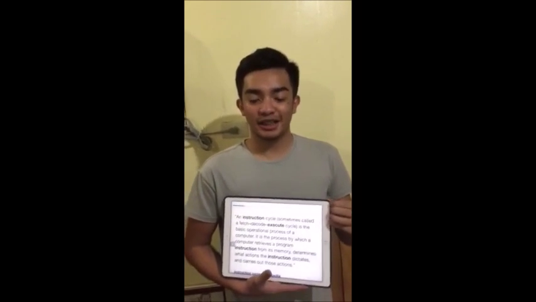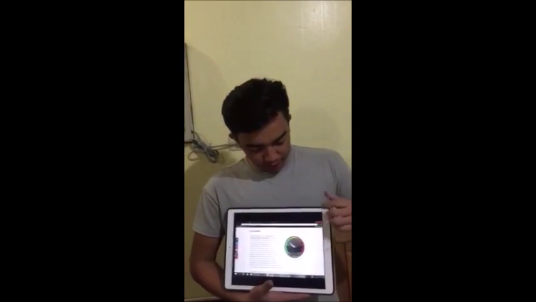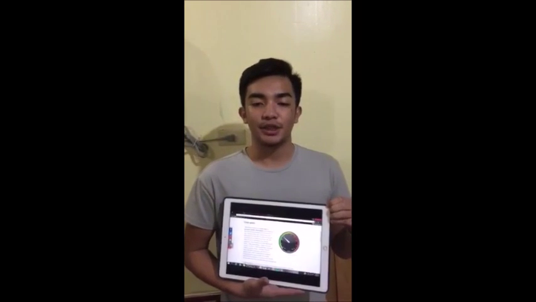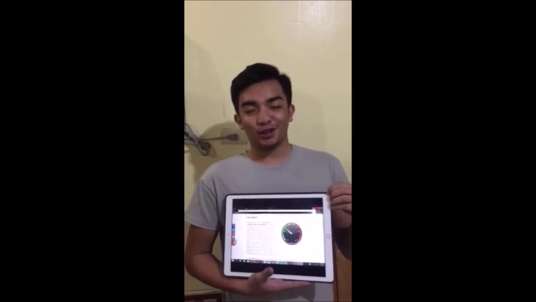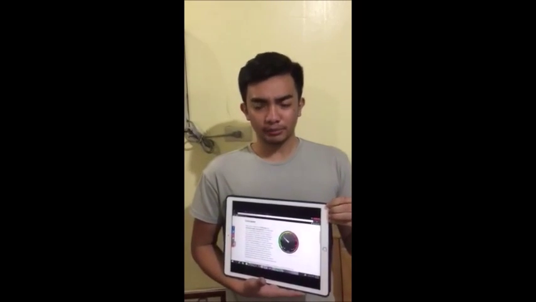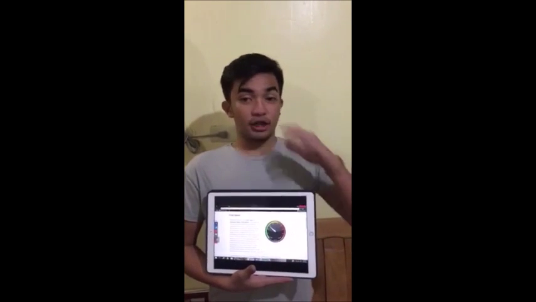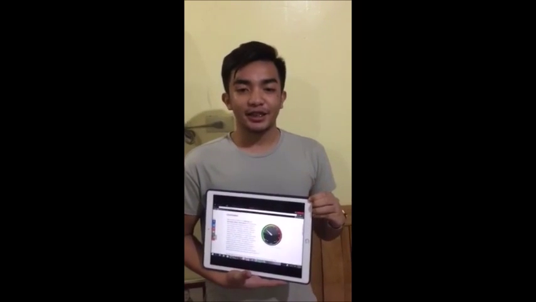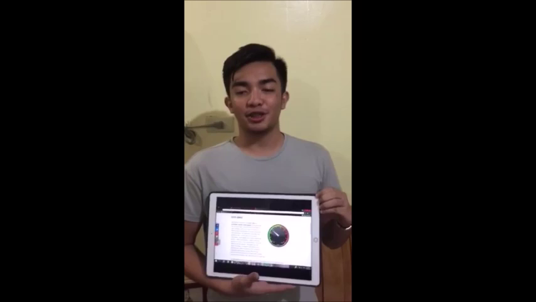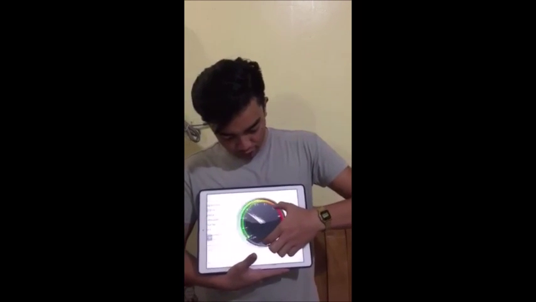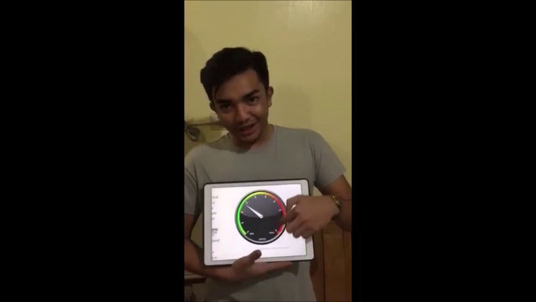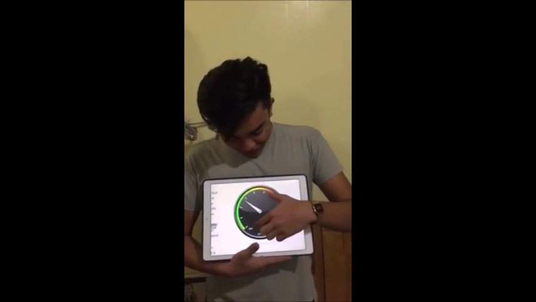The last but not the least function or feature of a microprocessor is clock speed. It is also called a clock rate or a processor speed. It is the speed at which the microprocessor executes each instruction or each vibration of the clock. This is what you call a clock speed. It has its minimum and maximum point, just like a speedometer.